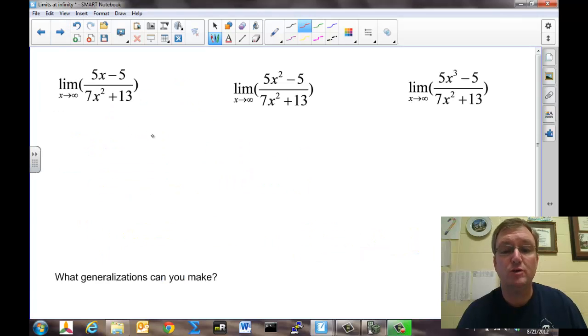Well, let's look at these 3 examples here, which, if you look at them, are very similar to one another in format. They all have the same coefficients. They all have the same denominator. The only thing that's different is the 5x, 5x squared, and 5x cubed. So I'm going to ask you now to stop the video for a moment, try and evaluate each of these by the same method that we just did on the previous problem. That is, plugging in numbers larger and larger and see what you get out each time.